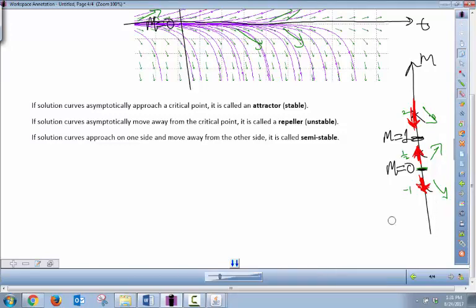I can't erase that. Okay. So this is a one-dimensional representation of the graphs. If you have an autonomous differential equation, you can get some sort of picture to see how this graph would look like.